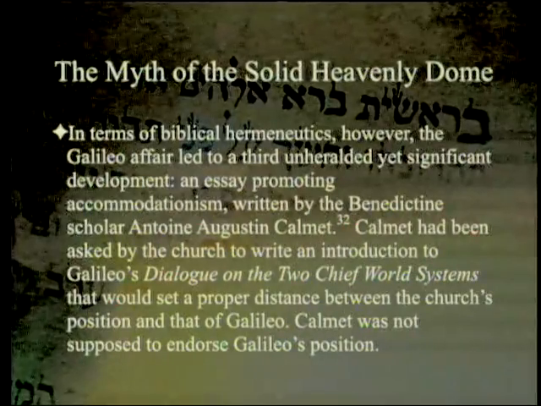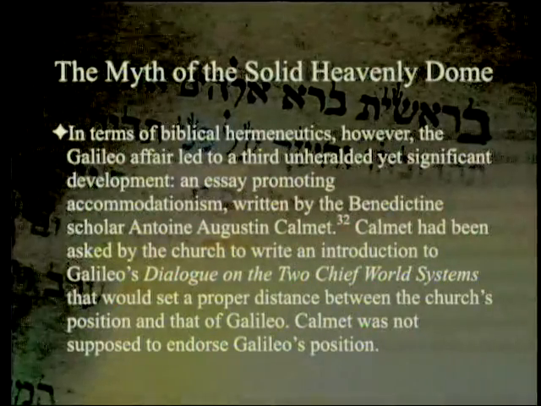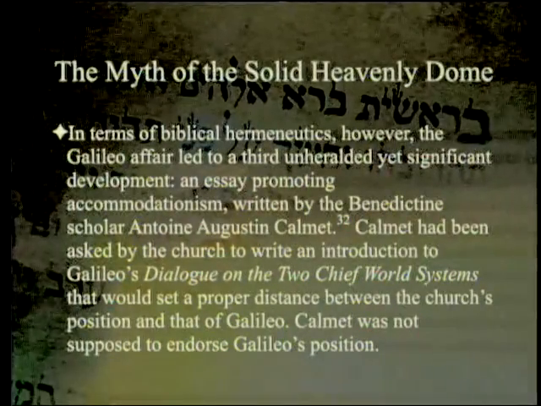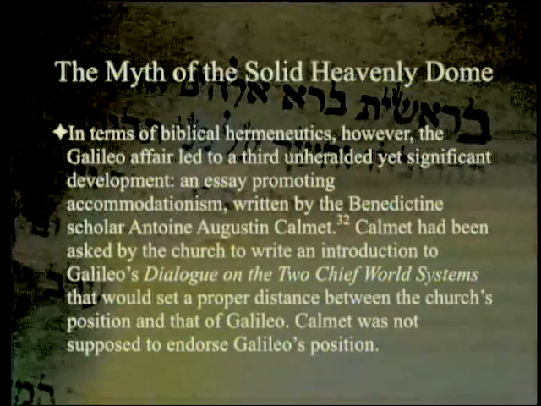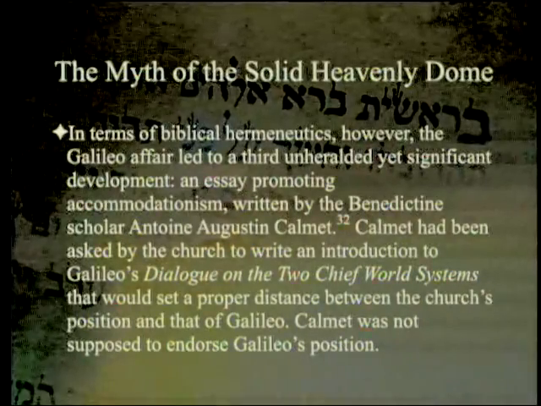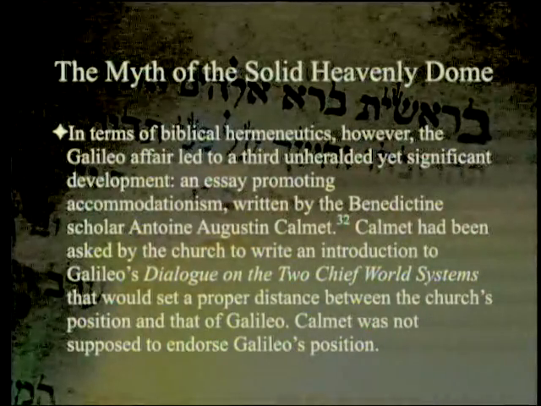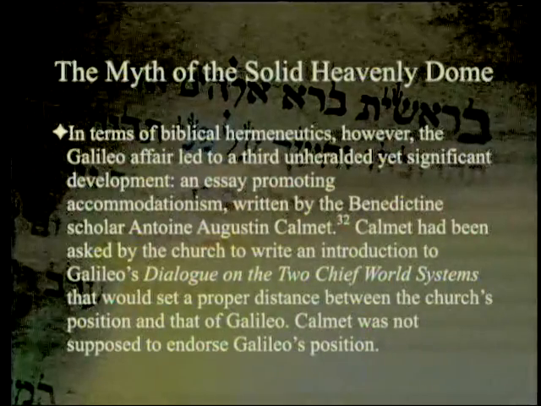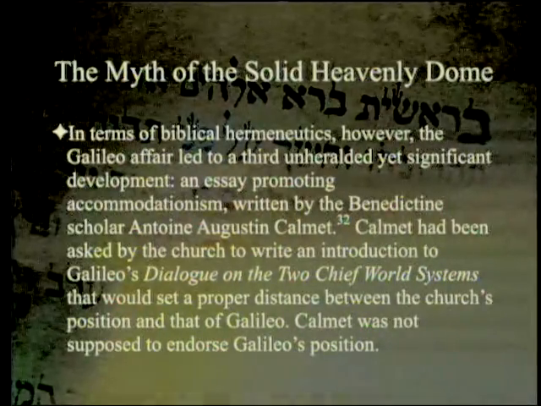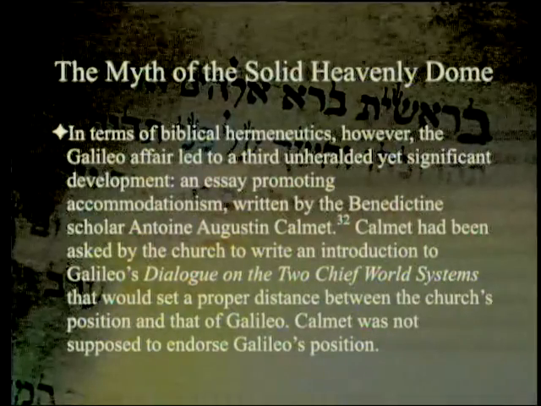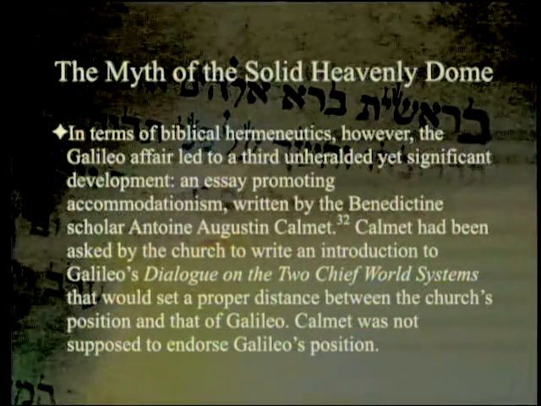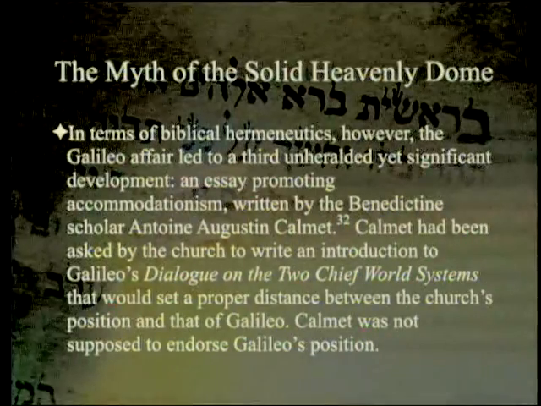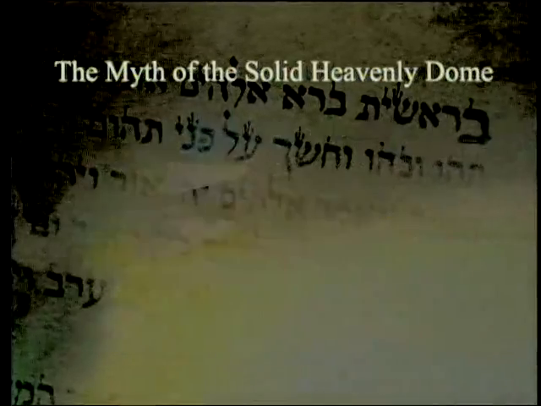An essay promoting accommodationism written by the Benedictine scholar Antoine Augustin Calmet. I think I have that one right. Calmet had been asked by the church to write an introduction to Galileo's Dialogue on the Two Chief World Systems that would set a proper distance between the church's position and that of Galileo. Calmet was not supposed to endorse Galileo's position.